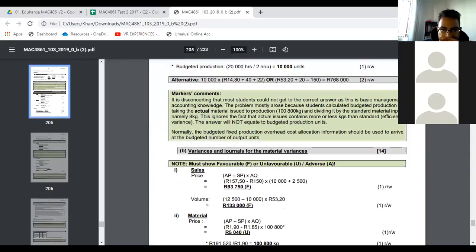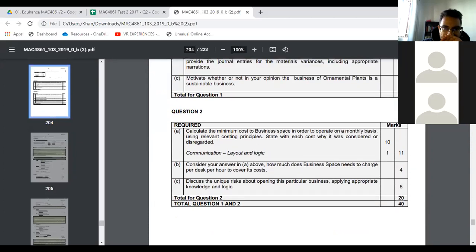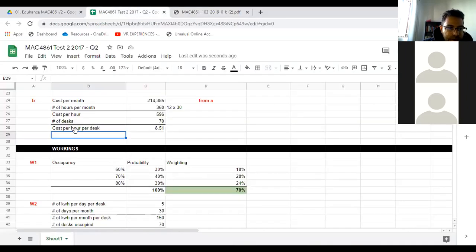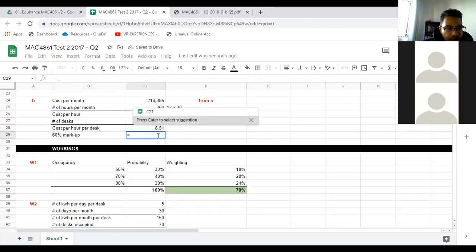Where is that now? They want to charge a 60% markup. So that is markup on cost. Okay. So here we're going to say 60% markup. Remember, 60% markup is going to say 160 divided by 100. So that's how you get the markup.